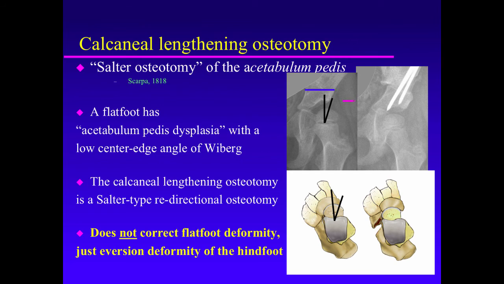The Salter osteotomy rotates the acetabular fragment three-dimensionally, anteriorly and laterally, to correct acetabular dysplasia and correct the center edge angle of Wiberg three-dimensionally. The calcaneal lengthening osteotomy similarly rotates the acetabulum pedis around the head of the talus three-dimensionally, down and in from its up and out position, and corrects the center edge angle three-dimensionally in all planes.